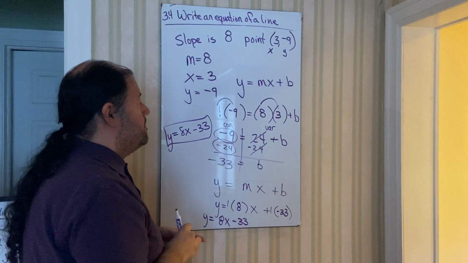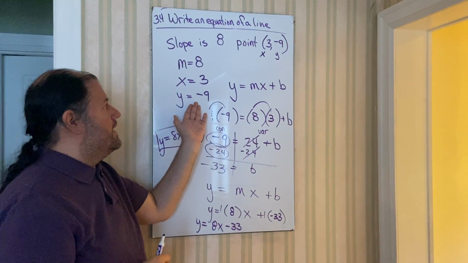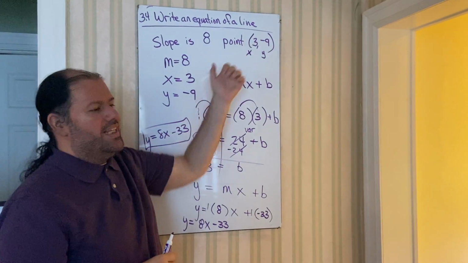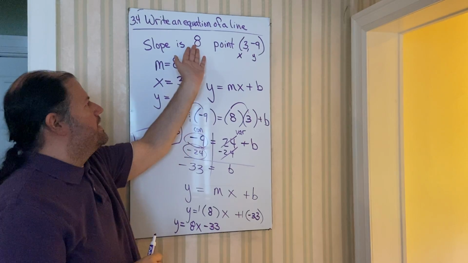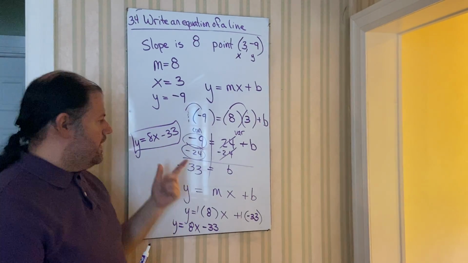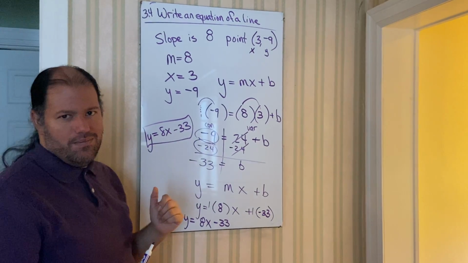Okay, so remember, you need to know what your m, your x, and your y is. Whatever point they give you, just pretend that you have the x and y there, and the slope will be your m. And they're looking for this as your answer. It has to have an x and a y to be an equation.